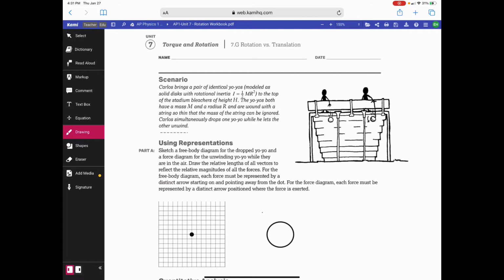Carlos brings identical yo-yos modeled as solid discs with rotational inertia I equals 1/2 mr squared to the top of stadium bleachers of height h. The yo-yos both have mass M and radius R and are wound so thin that the mass of the strings can be ignored. Carlos simultaneously drops one yo-yo while he lets the other unwind.